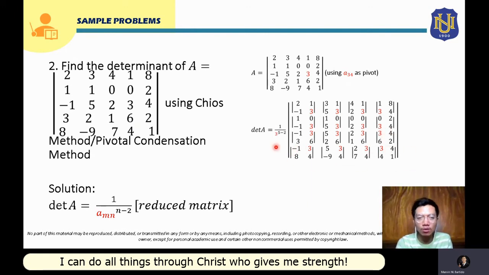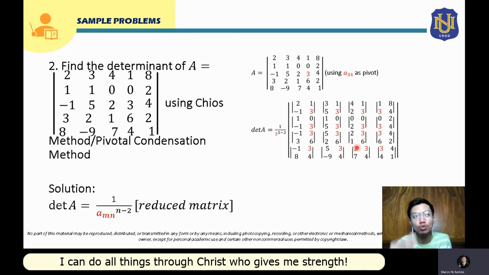Now for our last row here, we will just go down. 3 is still our pivot. So this will become negative 1, 8, 3, 4. For this next 2 by 2 matrix, it will be 5, negative 9, 3, 4. For our next 2 by 2 matrix here, we will just move to the right. That will be 2, 7, 3, 4. Moving to the right again, this will be 3, 4, 4, 1.